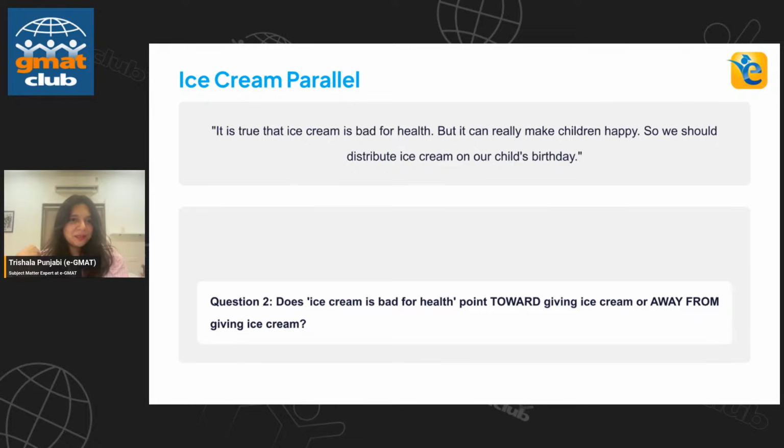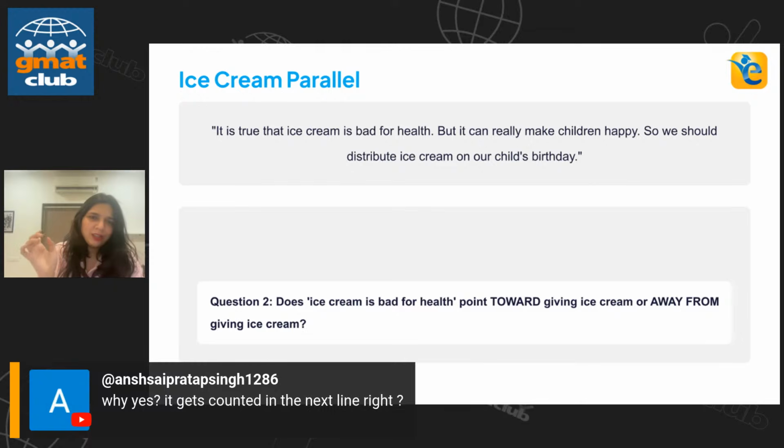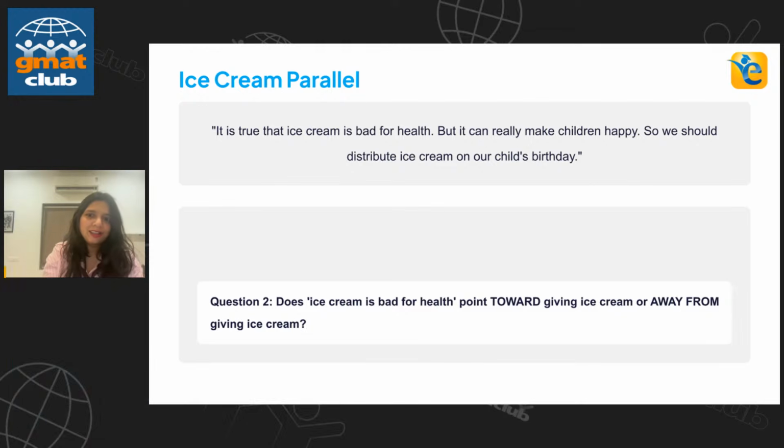I need guilt-free ice cream, yes. Tell me, does this true statement that ice cream is bad for health point towards the fact that we should distribute ice cream, or away from it? Away, away. Very good. It is away, right? And here I would like to really bring up what you asked. Why, yes, it is countered in the next line, right? Something can be true and still point away from the conclusion.